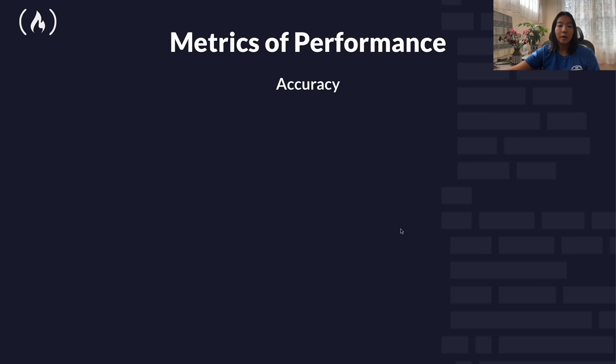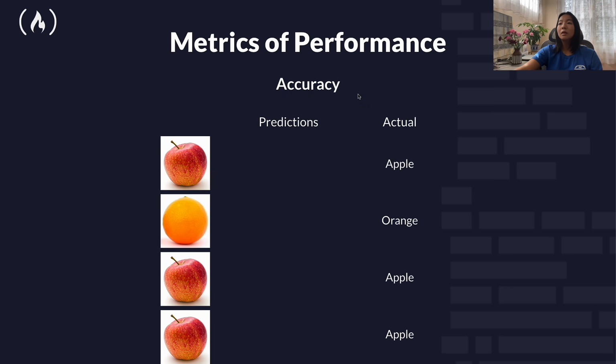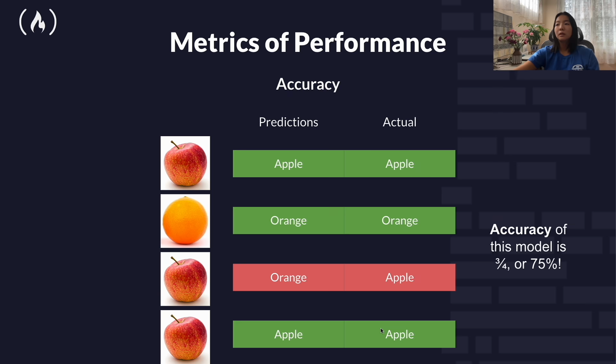There are some other measures of performance as well, for example, accuracy. What is accuracy? Let's say that these are pictures that I'm feeding my model, and the predictions might be apple, orange, orange, apple. But the actual is apple, orange, apple, apple. So 3 of them were correct and 1 of them was incorrect. So the accuracy of this model is 3/4 or 75%.